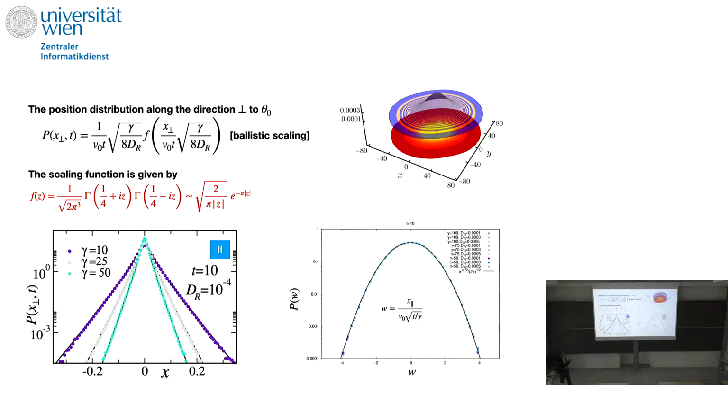This scaling function can be found exactly, and it is a product of two gamma functions. It has an exponential tail. So this is the function for the perpendicular component, and of course the parallel component is just a Gaussian. This non-trivial regime comes out because of the interplay between the Brownian motion of the theta variable and the telegraphic noise sigma. So this is a new regime that we have found.